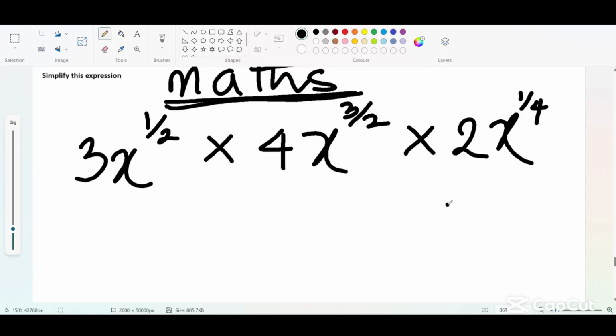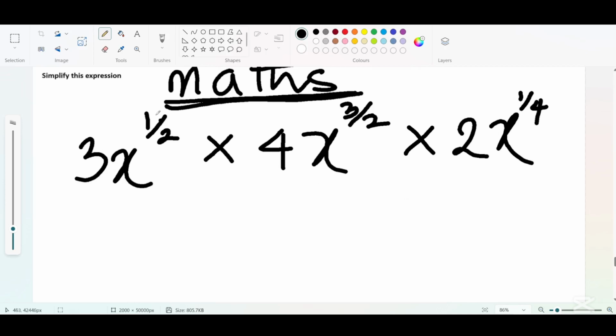Hello, good evening. So today we want to continue our multiplication and division in algebra. Now, given this expression, we are asked to simplify it. To simplify it, what we do is very simple.